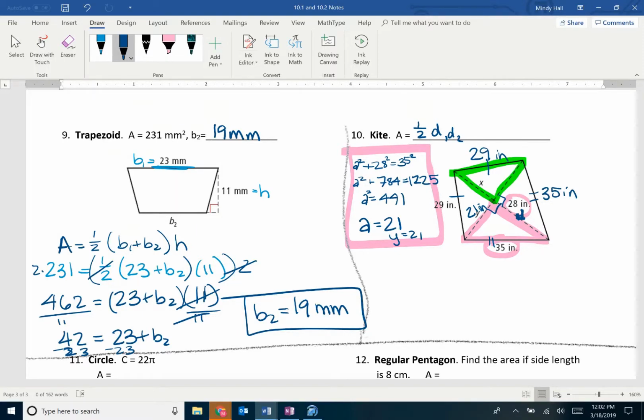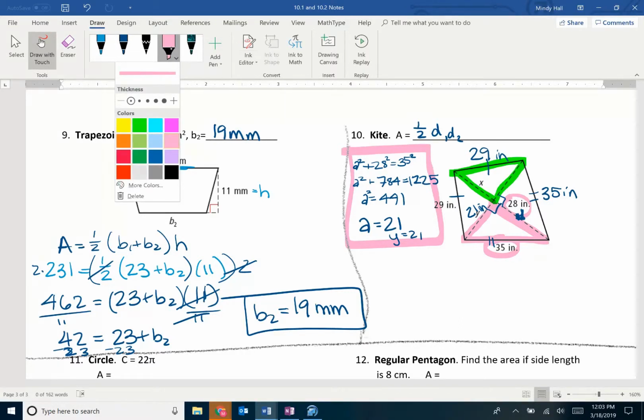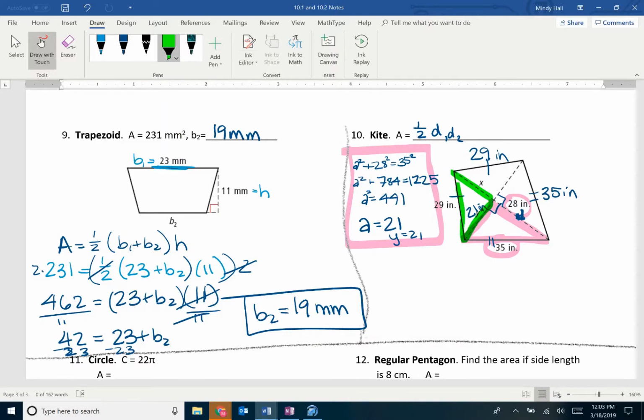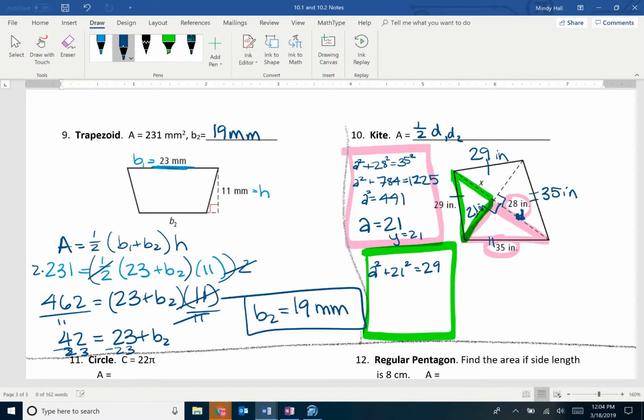So now that we have that piece, we're going to find what is x. So now I have those two sides of the triangles, and I'll highlight it again. And actually, let me get rid of this triangle. So we'll do this one now, because you notice we have two sides. So looking at these two sides, we have a leg and a hypotenuse again. So a squared plus 21 squared equals 29 squared.